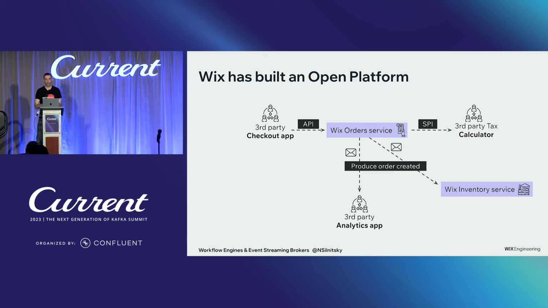For instance, here, they can build their own e-commerce checkout app if they want to. And we allow a lot of different plugins by these third-party developers to change the behavior. For instance, the Wix order service can call an SPI and have a different tax calculation done by the third parties. So that's another level of flexibility.